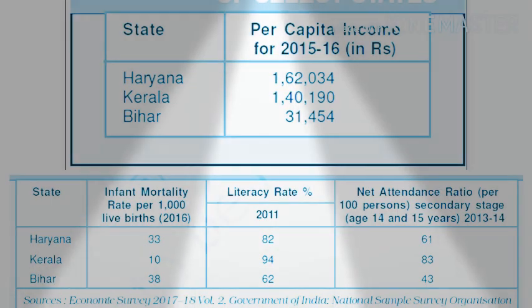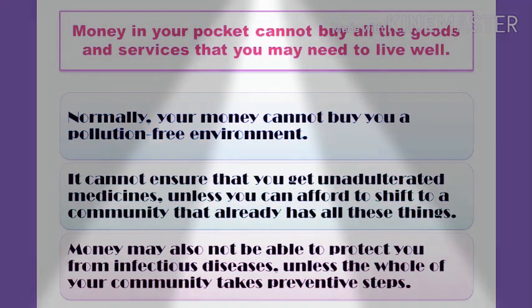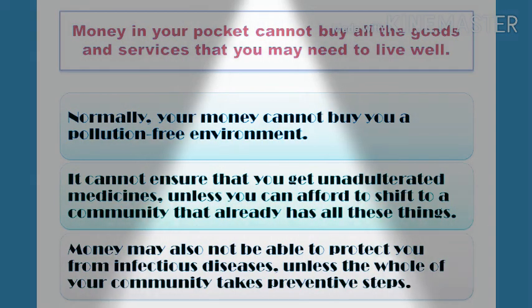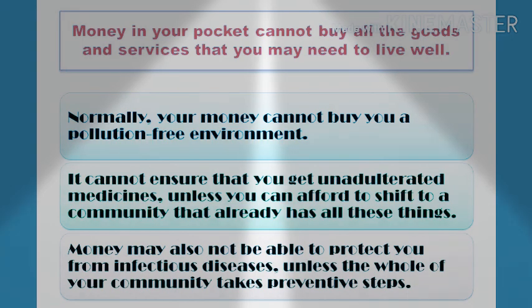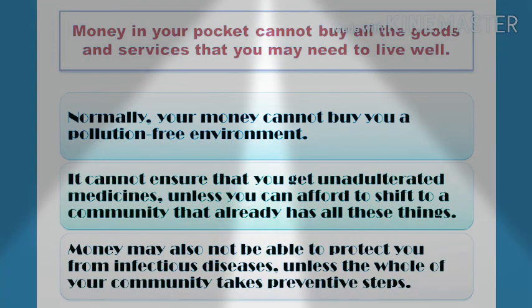Can money buy a pollution-free environment? No, it cannot. Money even cannot ensure that you get unadulterated medicine unless you can afford to shift to a community that already has all these things. Children, money may also not be able to protect you from infectious disease unless the whole of your community takes preventive steps.